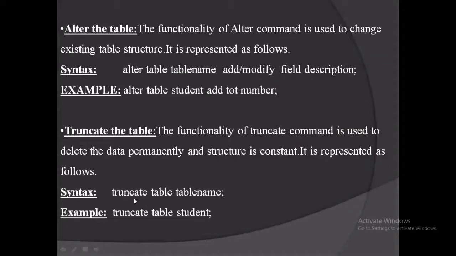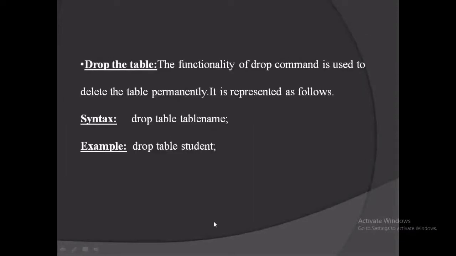Delete the data permanently. Syntax is truncate table, table name. Example, truncate table student. So student data is deleted permanently. Okay, next command is drop. Drop command is used to delete the table permanently. Drop means delete the table permanently. Truncate means delete the data permanently.